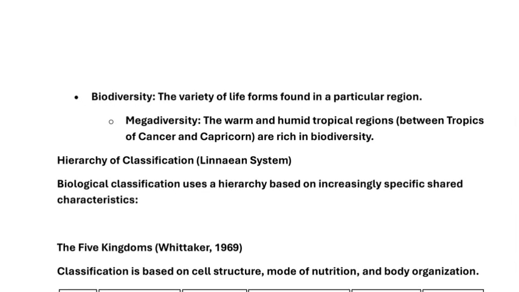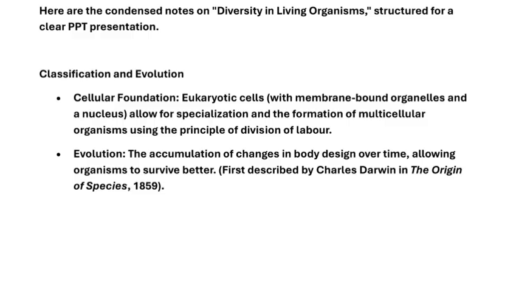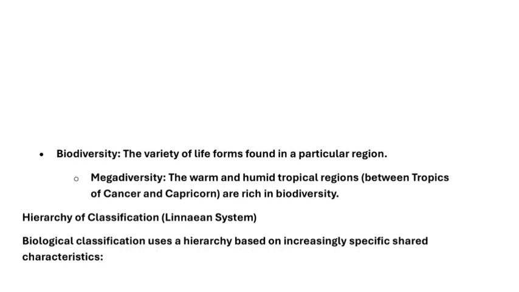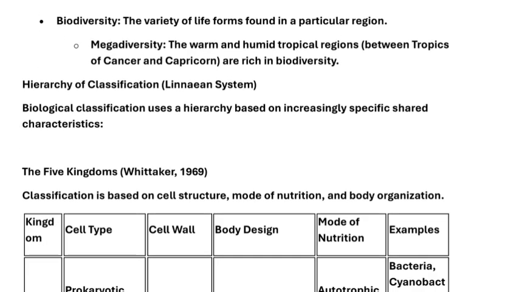Classification and evolution. Cellular foundation: eukaryotic cells, with membrane-bound organelles and a nucleus, allow for specialization and the formation of multicellular organisms using the principle of division of labor. Evolution: the accumulation of changes in body design over time, allowing organisms to survive better. First described by Charles Darwin in The Origin of Species, 1859. Biodiversity: the variety of life forms found in a particular region. Megadiversity: the warm and humid tropical regions, between the tropics of Cancer and Capricorn, are rich in biodiversity.